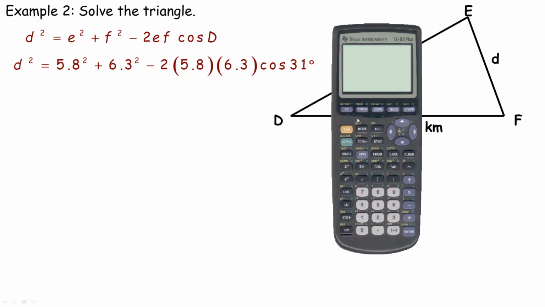Okay, let's bring the calculator over here. And so 5.8 squared is 33.64. 6.3 squared is 39.69. And just multiply these all together. Cos 31.